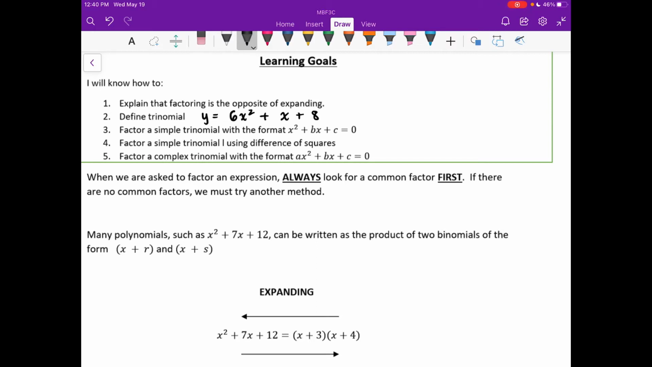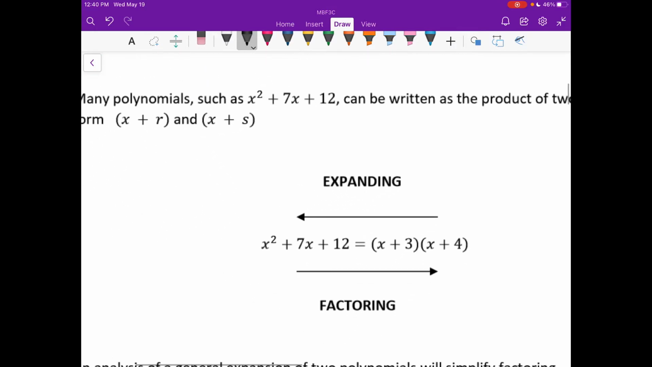This other method is basically that many polynomials such as x squared plus 7x plus 12 can be written as a product of 2 binomials in the form x plus r and x plus s, as you can see here. One thing I want us to understand is that when we're expanding, we're going from the binomial to the trinomial, right? So you're going from those 2 numbers to the 3 numbers. And when you're factoring, you're just going the opposite direction. You're taking the trinomial and turning it into binomials.